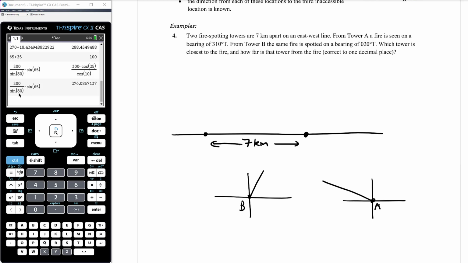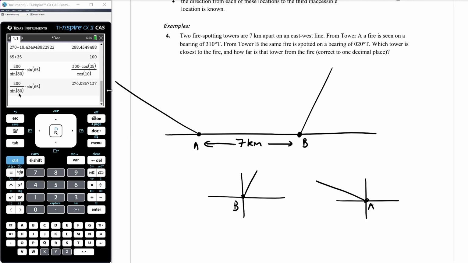So if those angles are going to meet in some way, this can't be B. If we made this B and this A, then that's a bearing of 20 degrees out that way, and that's a bearing of 300. The fire, we're not talking about the same fire, okay? So it's the same fire they're seeing, and so therefore, this has to be B, and this has to be A, okay? So from B, we're looking at a bearing of 20 degrees, so it's heading out that way. And from A, we're looking at a bearing of 310 degrees.